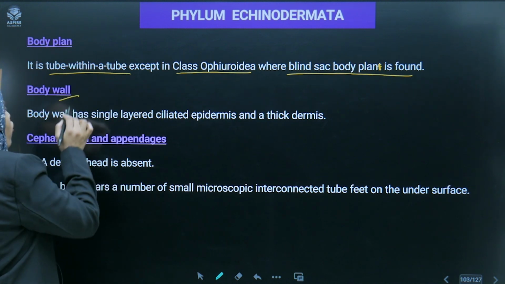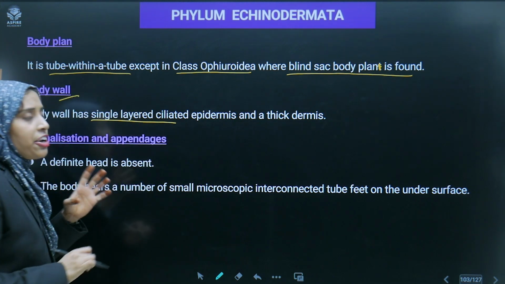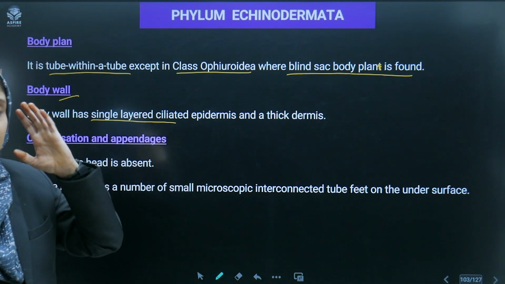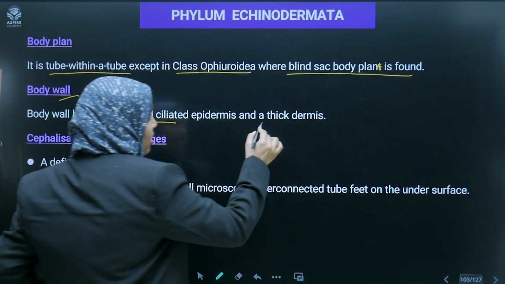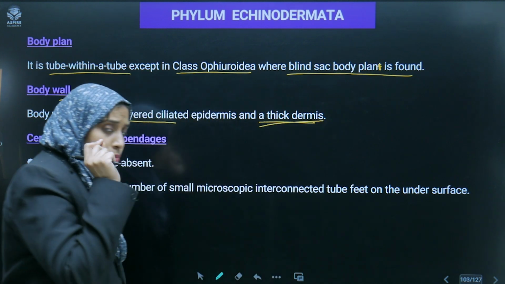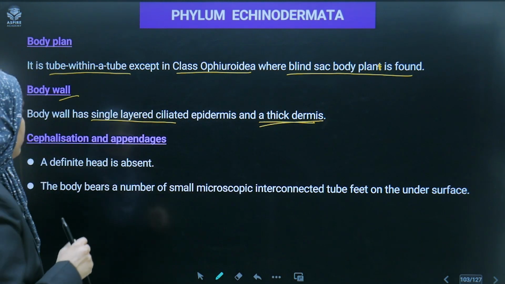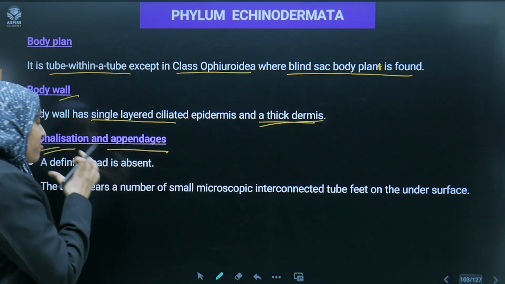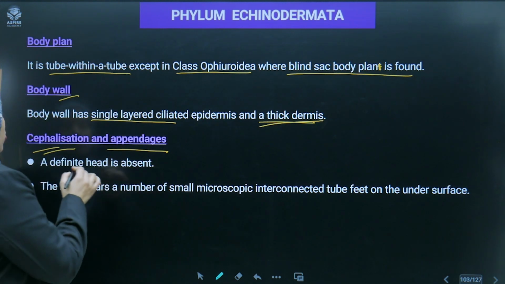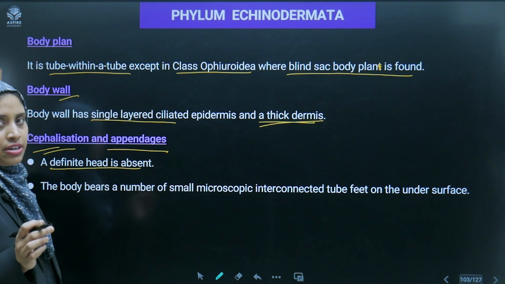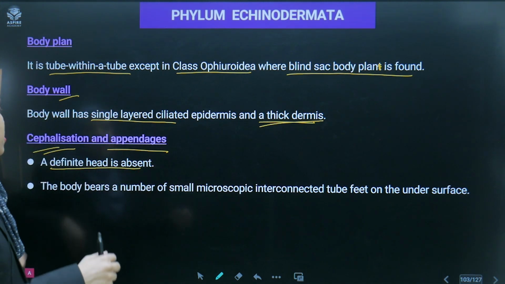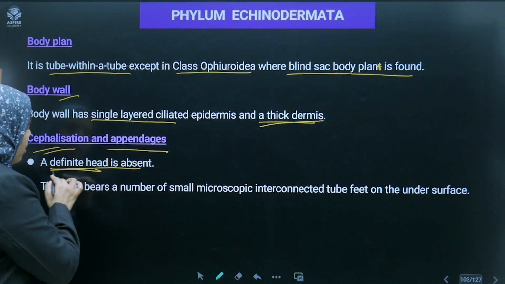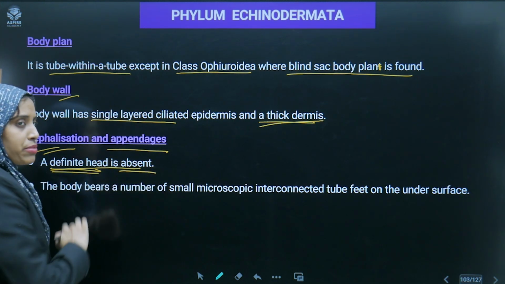Now, the body wall. They have a single layer of ciliated epidermis and a thick dermis. The dermis region is very thick. Cephalization and appendages: about cephalization, meaning the head, a definite head is absent. In echinoderms, the cephalic region is not present.